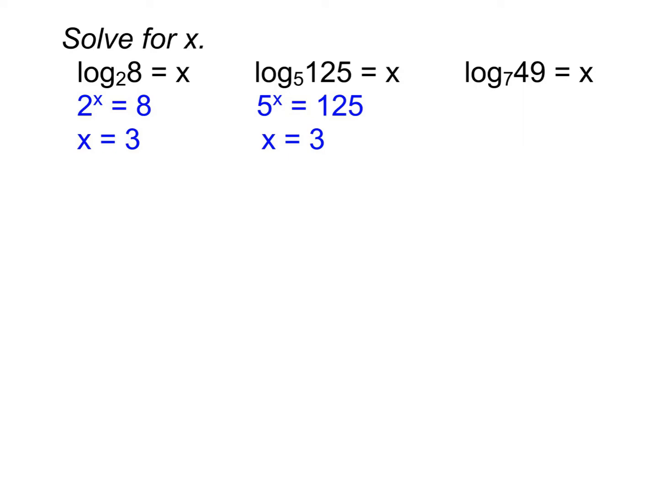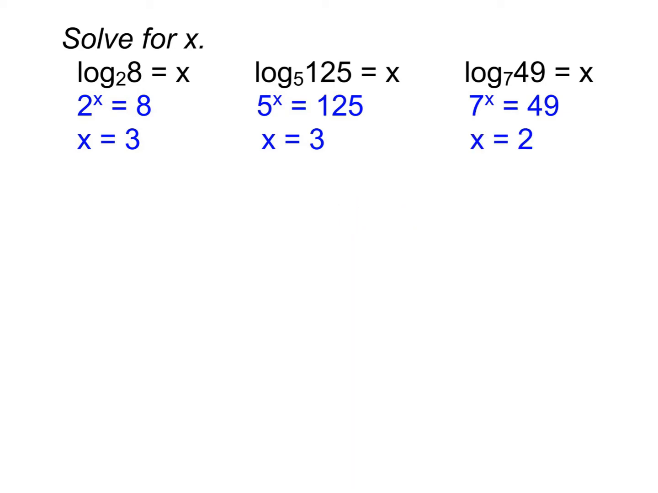All right, and finally, log base 7 of 49 equals x. Okay, so 7 to the power of what equals 49? And then every now and then somebody will look at that and they'll be like, oh, that's easy, it's 7. But it's not, because that's 7 times 7. But if we're doing 7 times 7 to get 49, we're actually multiplying 2 7s together. So that's why it's 2.